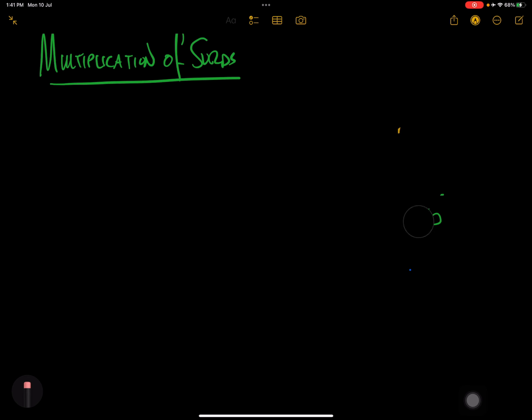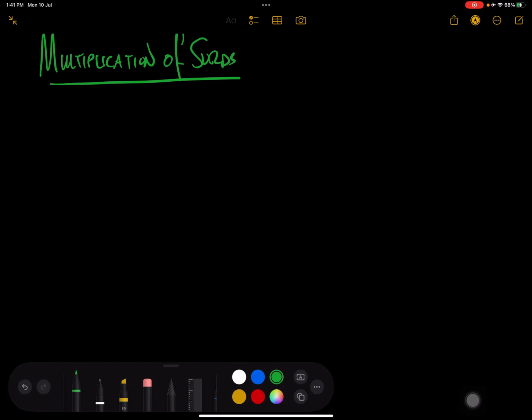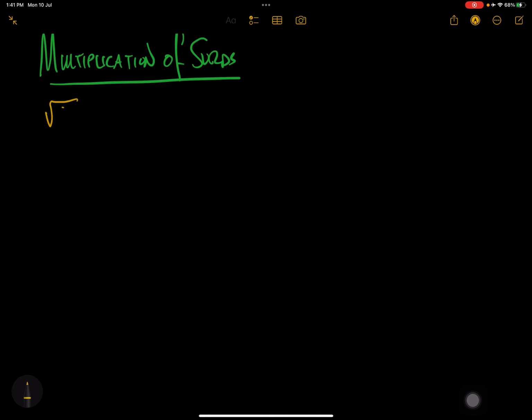So we are going to take some problems and see how we can apply the multiplication of surds. So let's say that we have square root of 3 minus 1. We also have 2 minus square root of 3. What do we do?